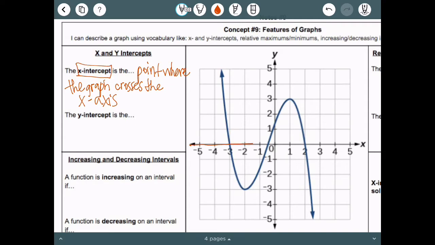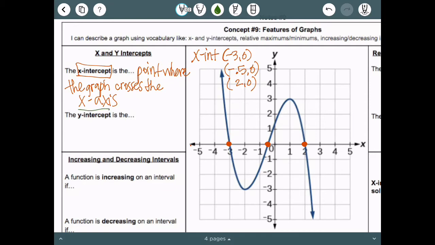So I know here is my x-axis. So I'm going to look for all the places where it crosses that line. So I'd see that I have a point here, a point here, and a point here. So I would say that the x-intercept is in 3 places. So if I'm going to write this down, my x-intercepts, I'd write down their points. So -3, 0. And that looks like it's about halfway between 0 and -1, so probably -0.5, 0, and 2, 0. Alright, so that is my x-intercept.